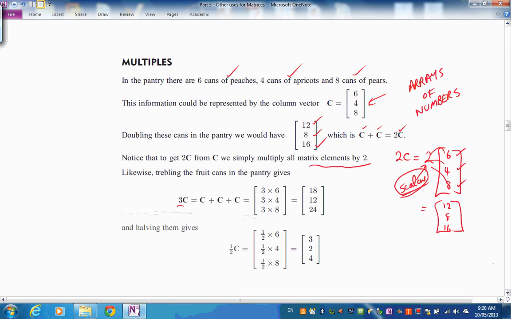Let's have a look at 3C. It'll be C plus C plus C. Well, it'll be 3 lots of each of them. Do you get the idea? A half C. Could we halve everything in the pantry? Yeah, well, as long as it's not 3 cans. Have trouble halving 3 cans. There'll be a mess everywhere. Don't worry about it. Let's go on.